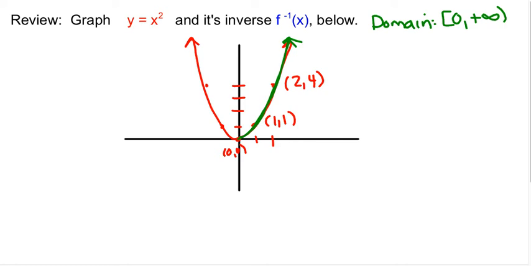Yes, it does. So what we can then do is take those ordered pairs and interchange them. Every y becomes an x, every x becomes a y. And here's what it's going to look like. 0, 0 will still stay 0, 0. 1, 1 will still stay 1, 1. But then the next point, over 4 up 2, will look like this.